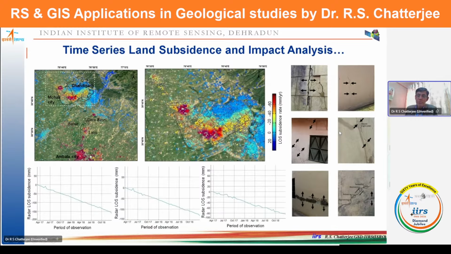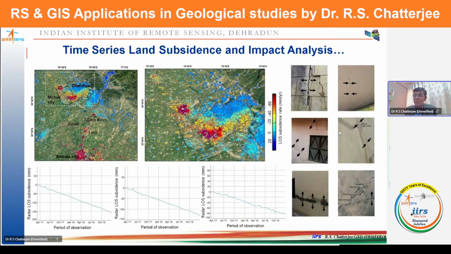And there are Ambala city also. But due to that, in many of the buildings, cracks have developed, building cracks. And we have studied the characteristics of these cracks. What kind of cracks have developed? What are the stress patterns? Whether the tensile stress is responsible, or the compressive stress, or shear stress.